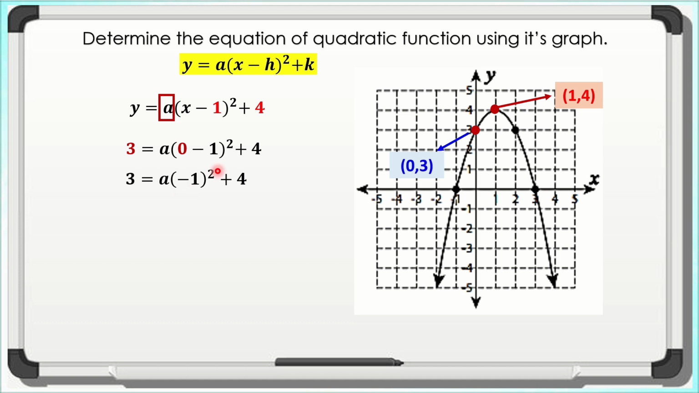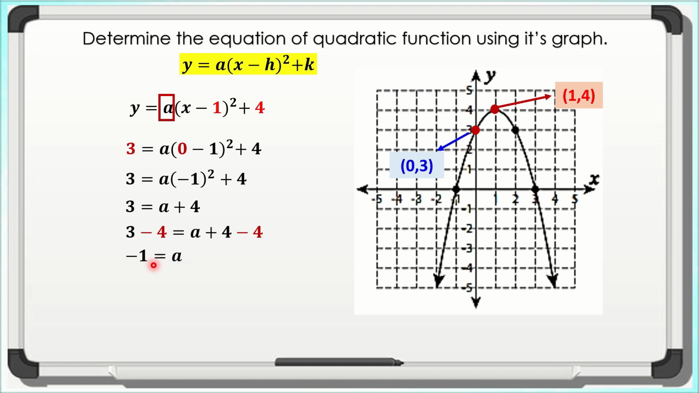Negative 1 squared is equal to 1, times a will be a. So we have 3 is equal to a plus 4. Using the addition property of equality to isolate a, we need to add negative 4 to both sides of the given equation. So we have 3 minus 4 is equal to a plus 4 minus 4, which is 4 minus 4 will be equal to 0. That's why our a will be equal to negative 1.